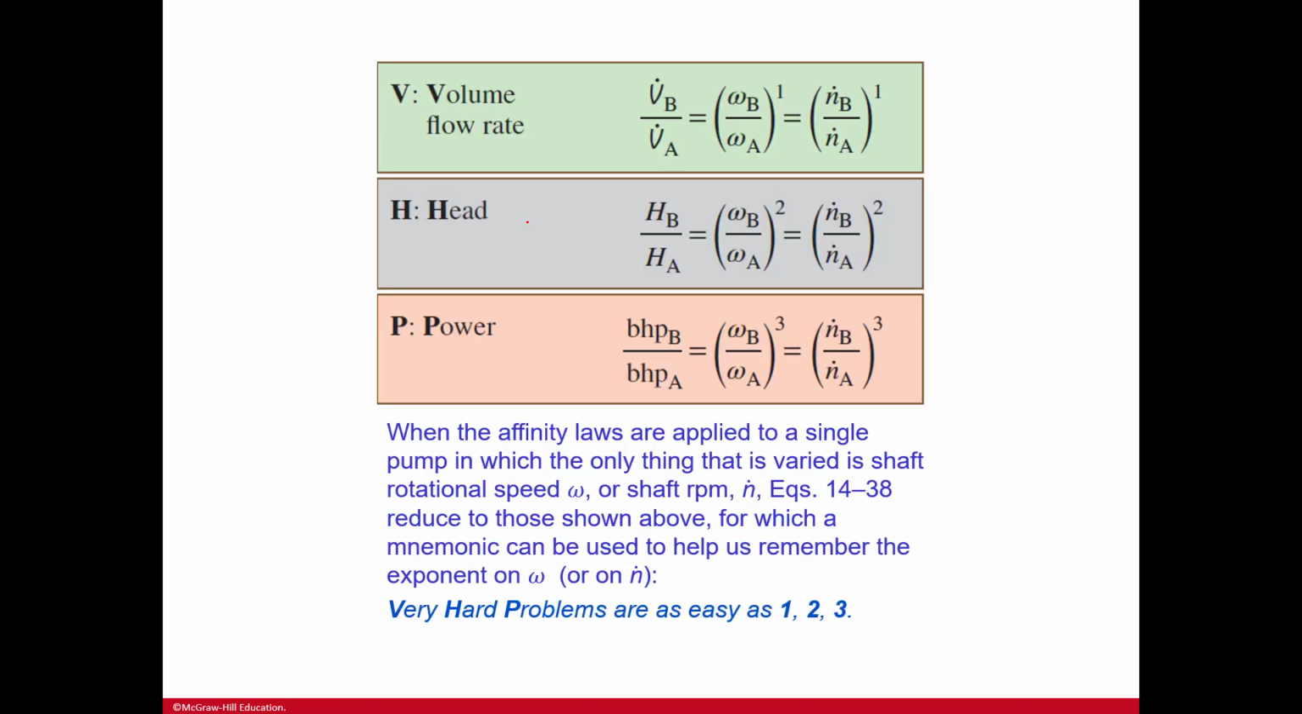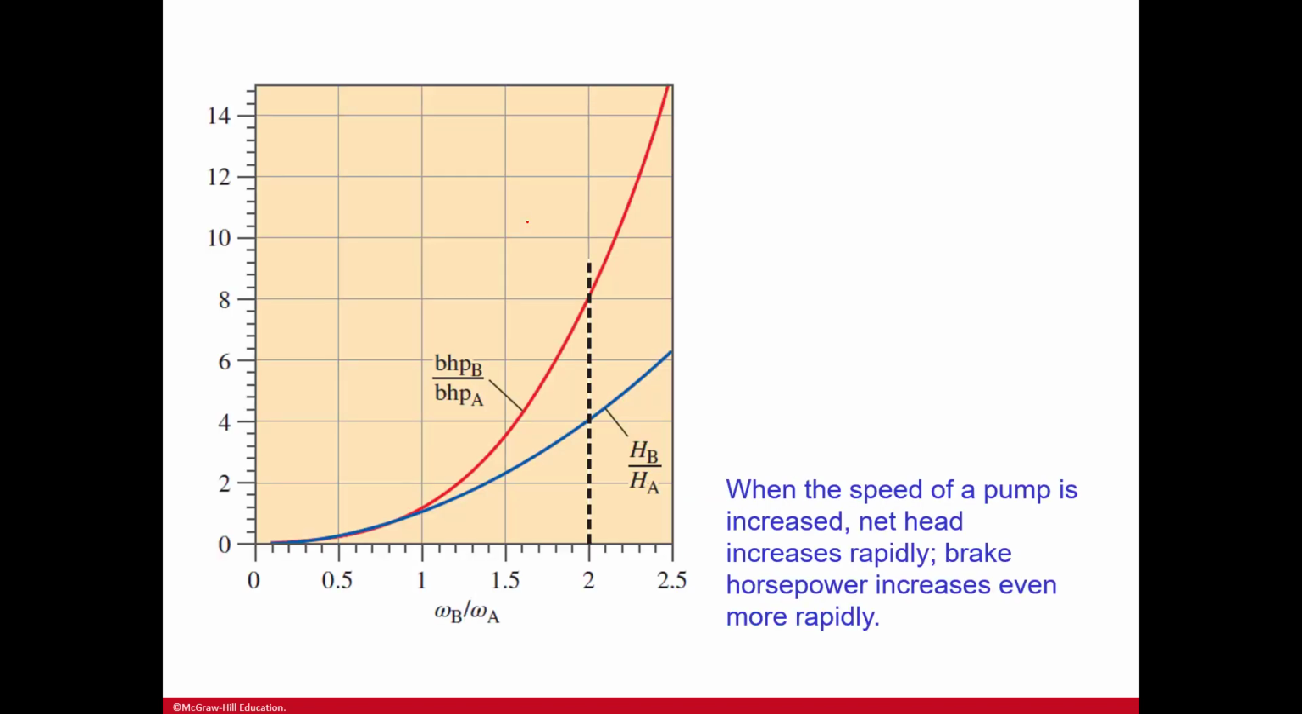Here's the head and power when the affinity laws are applied to a single pump, in which the only thing that is varied is shaft rotational speed. As the speed of the pump is increased, net head increases rapidly, and brake horsepower increases even more rapidly.